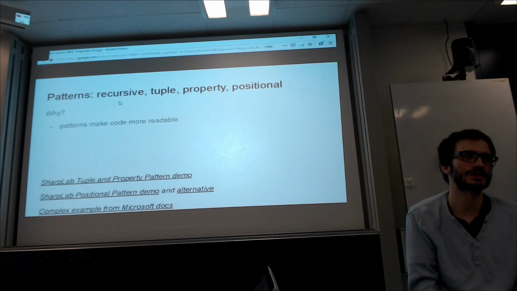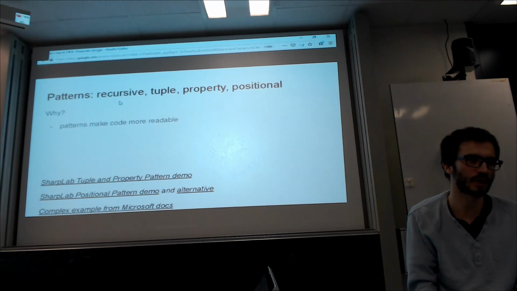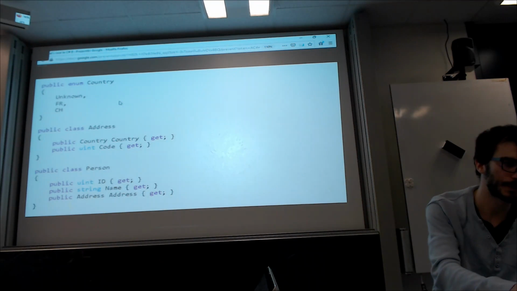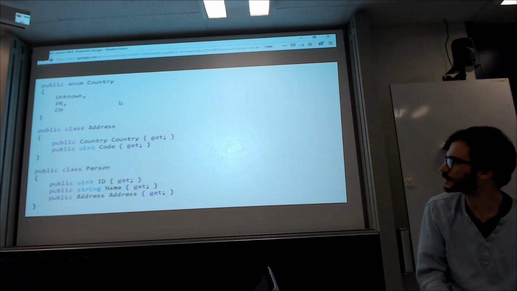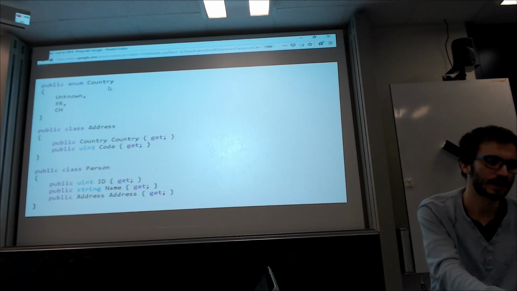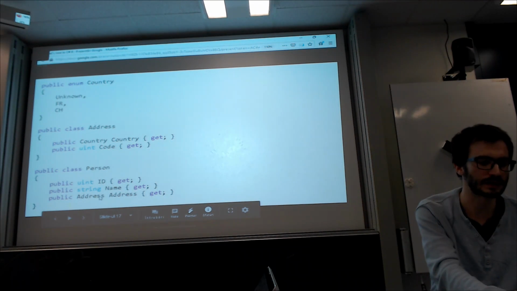Another change which is related to switch expressions and blends with them very well is adding more patterns. The idea is to have more readable code. For our examples, I just added an enum and an address which has two properties, a country and the code, and the person that has an ID, a name, and an address.